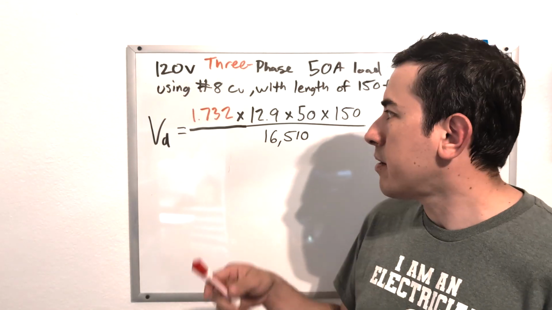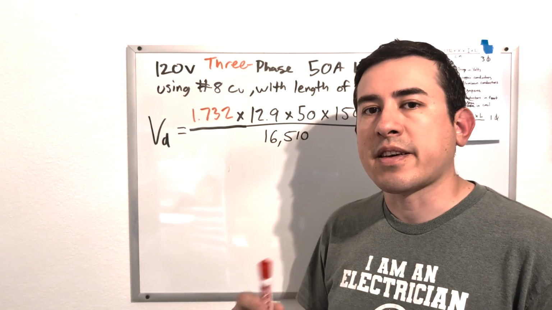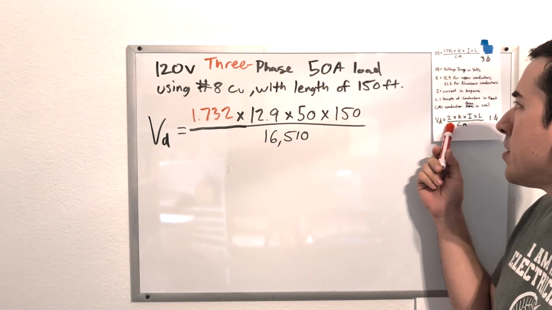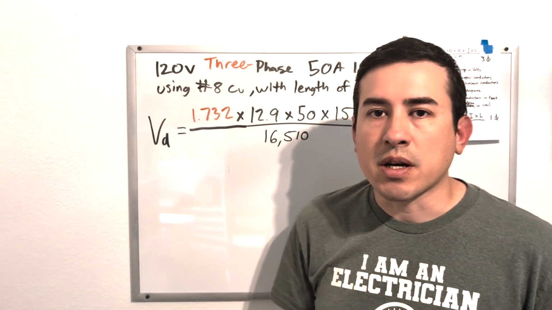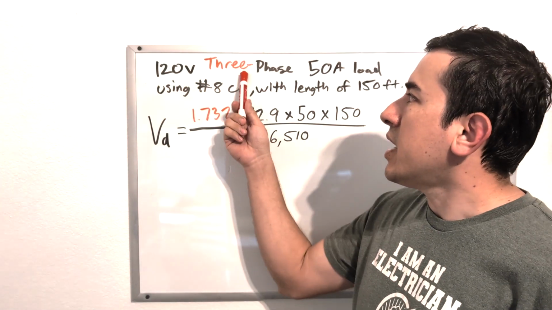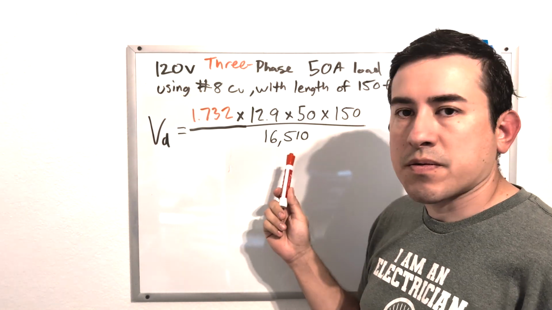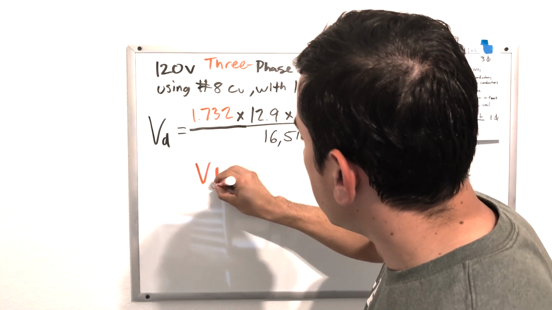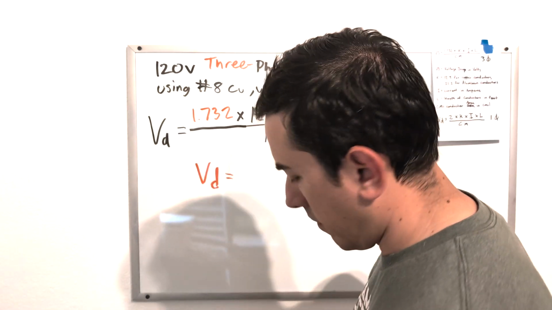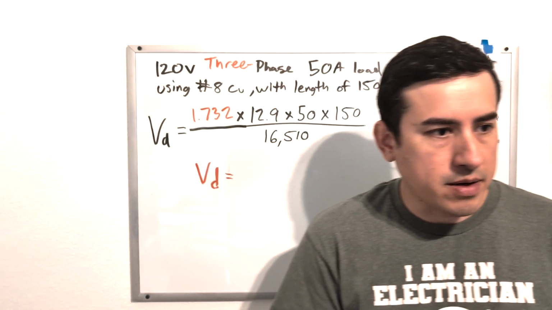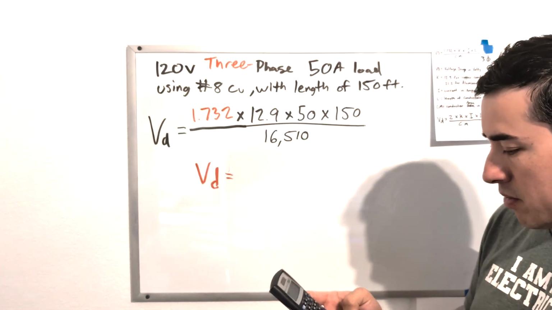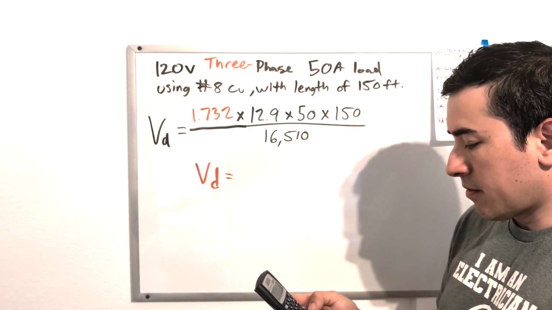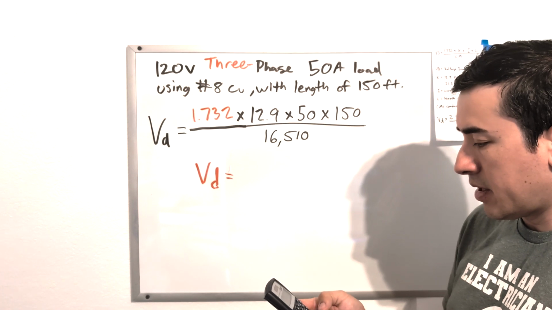As mentioned before, the really only difference between the single phase and 3-phase calculation is that first number. Instead of being 2, it's going to be the square root of 3, or 1.732, and that is going to be the math we'll use to figure out the voltage drop. So our new voltage drop, let's go ahead and get a calculator out and do our math here. 1.732 times 12.9 times 50 times 150.